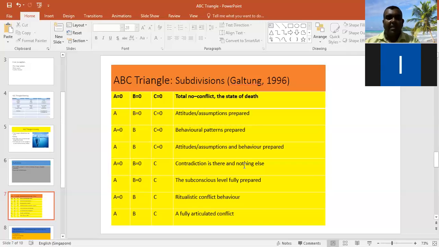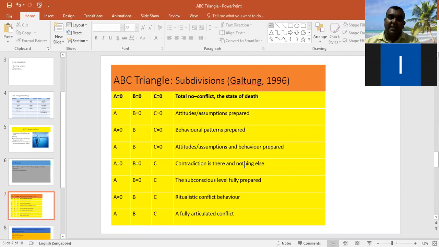Right? Attitudes are there, contradictions are there, but there's no visible behavior pattern. So A0, B is there and C is there: ritualistic conflict behavior. There's no attitudinal part which is boiling for a long time, but just behavior is there, contradiction is there, right? There are no attitudes. Then A is there, B is there, C is there. All three are there. Then a fully articulated conflict is there. To have a fully articulated conflict, we should have A, B, and C: attitudes, behavior, and contradiction.